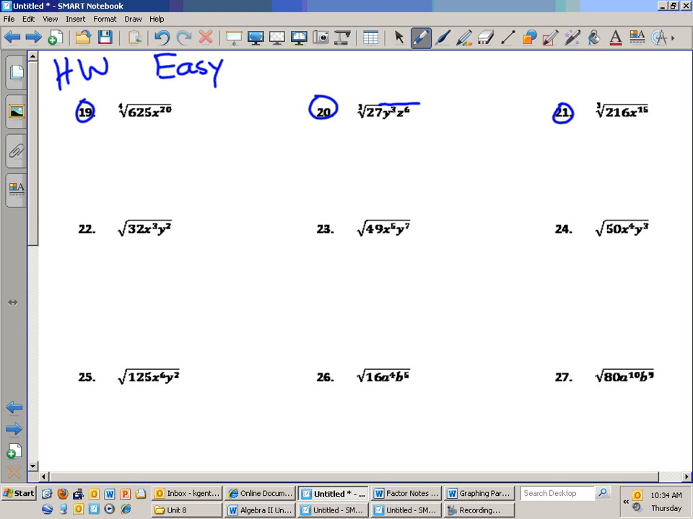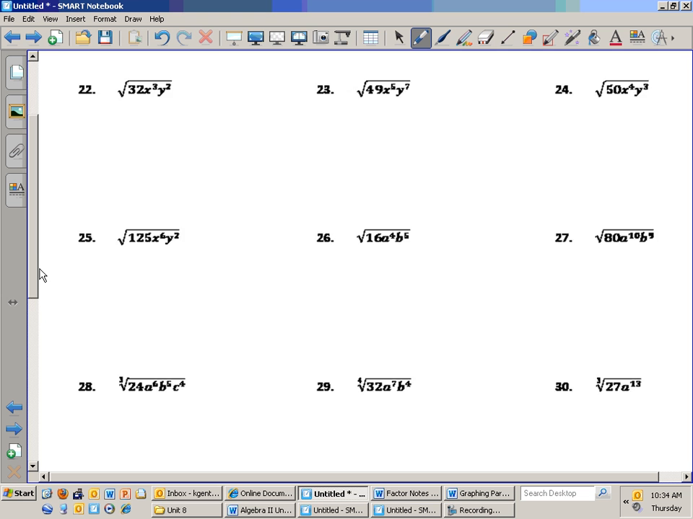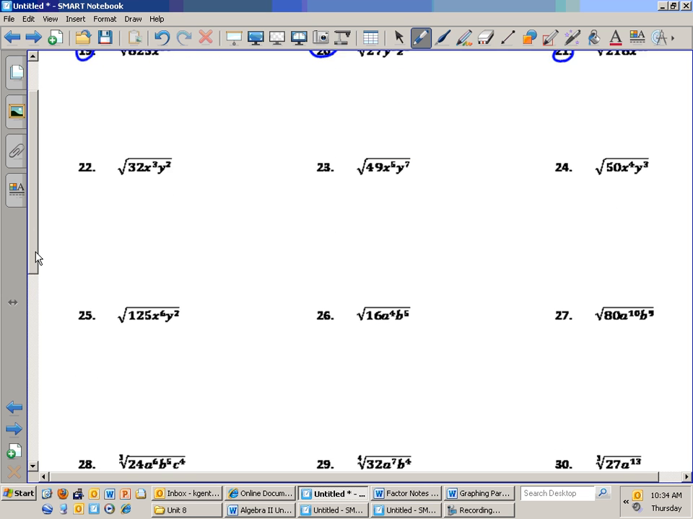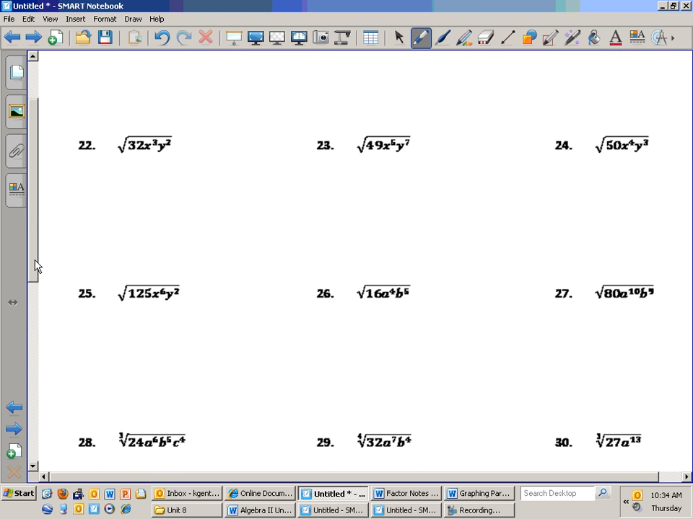Let's do a couple that are harder, and you're going to have to finish off the rest of this piece here. So let's look at problem 22. Is there a square root of 32? No. And so what I have to do is divide it into two pieces, and I work with my numbers first. What's a perfect square that divides evenly into 32? 16. And then I have 2.